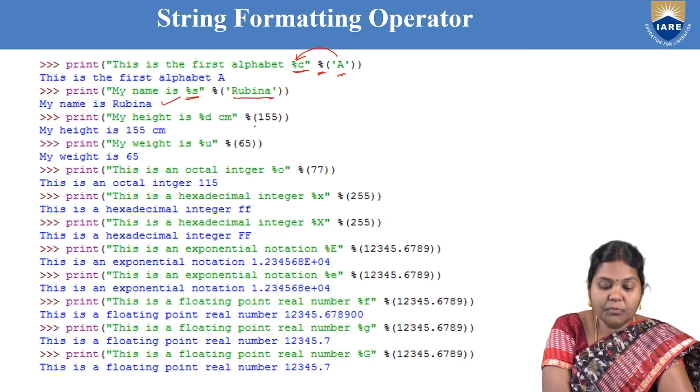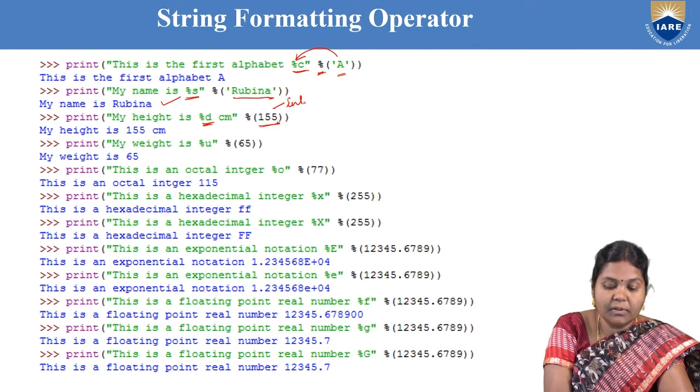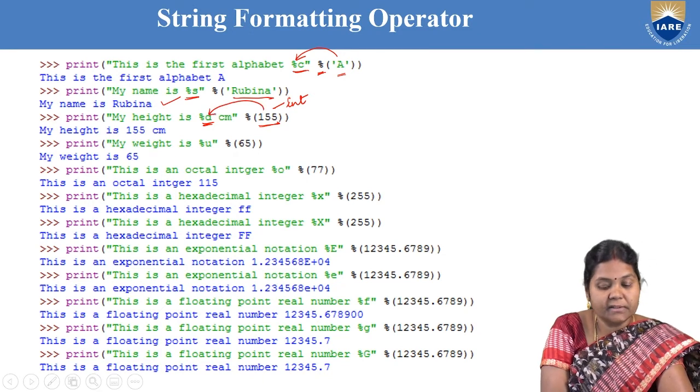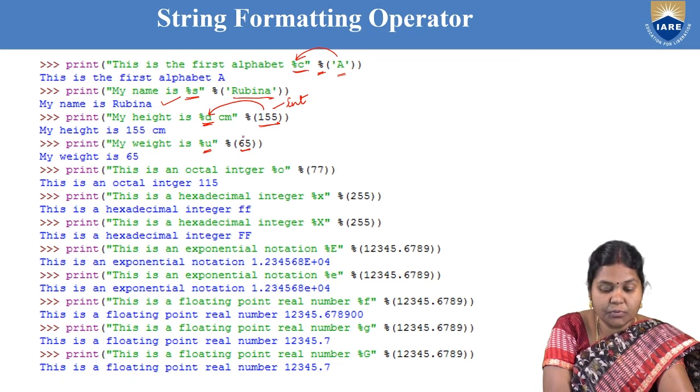Similarly, if you want to print the height, you can write % and a particular height value. This is an integer value, so it is a decimal integer, and it will be printed here. Similarly, if you give 65 and write %u, which is for unsigned decimals, it will display the unsigned decimal 65 over here.